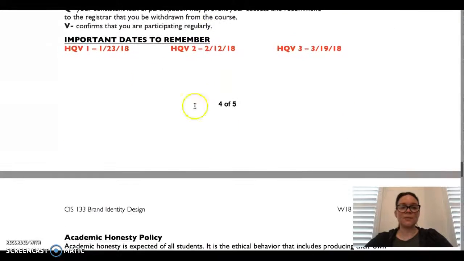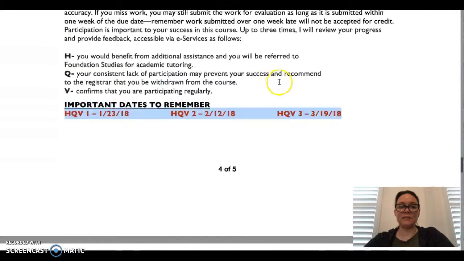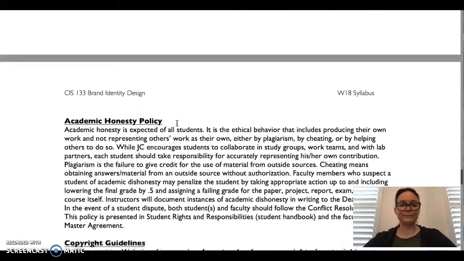The important dates to remember, your HQV dates here in the syllabus, of course, January 23rd, February 12th, and March 19th. Be sure that you're contributing to the course structure. Otherwise, you may be dropped from the class or receive an H for help. Verified is a V. It confirms that you're participating regularly.